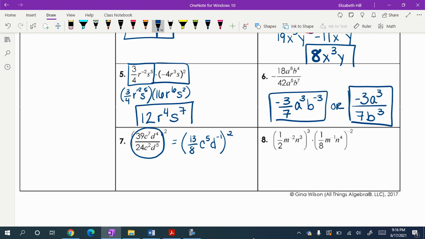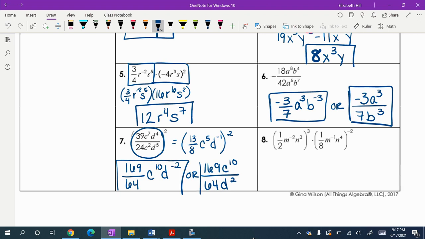So now if I take everything to the power of 2, I do have to square the 13 and the 8, so I'm going to get 169 over 64. And then I'm going to get c to the 10th, and I'm going to get d to the power of -2. So there is one option of writing this out. Or if you would rather keep that c to the 10th up in the top, and perhaps you like working with positive exponents, you could put that d squared down in the denominator as well.